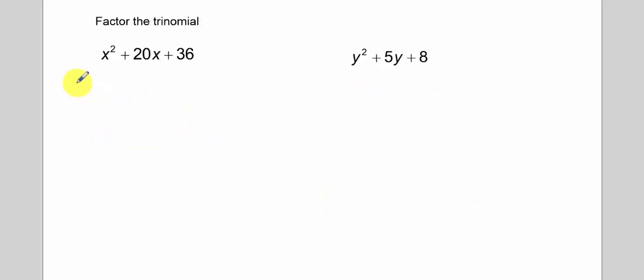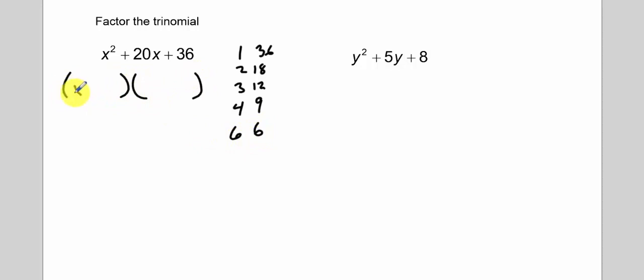Here we go again. We'll list the multiples of 36: 1 and 36, 2 and 18, 3 and 12, 4 and 9, 6 and 6. List the binomials. Find out which two get you 20 when you add, because they'll all get you 36. This gets me 20 here, and I think that's about it. So I'm going to put my 2 and my 18. I need positives on both.